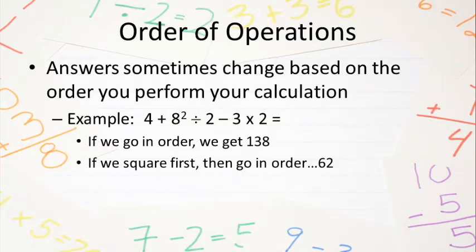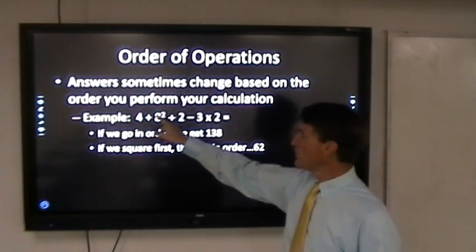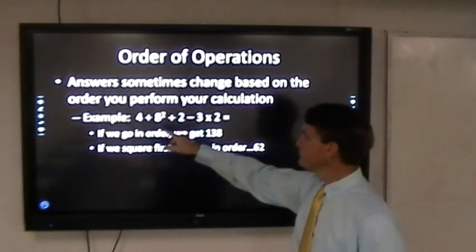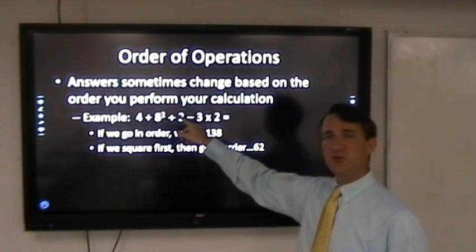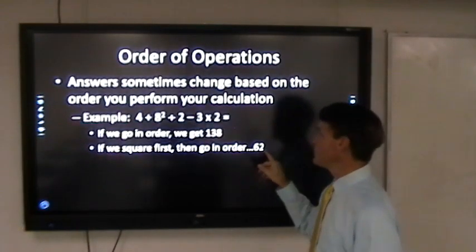If I did the square first and then went in order, I would end up with 62 as my answer. Because I'd have 8 squared, which is 64. Then if I go 4 plus the 64, that gives me 68. If I divide by 2, that gives me 34. Subtracting 3, that gives me 31. And then multiplying by 2 gives me 62.